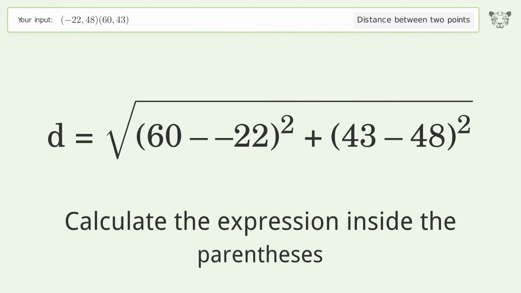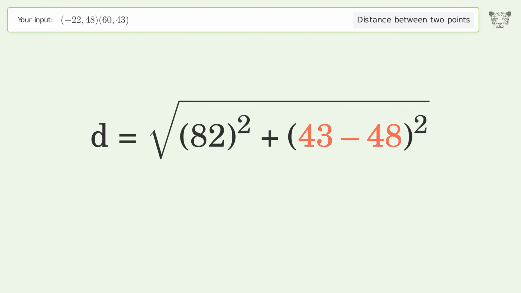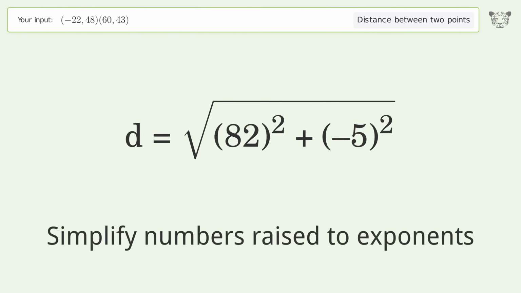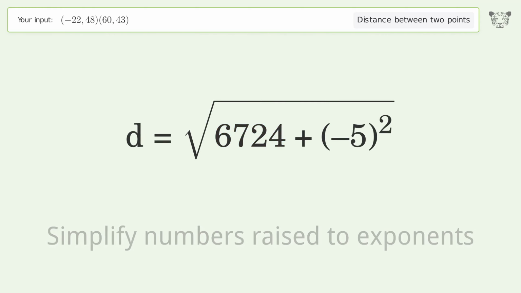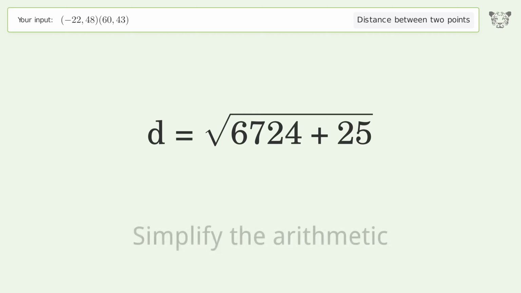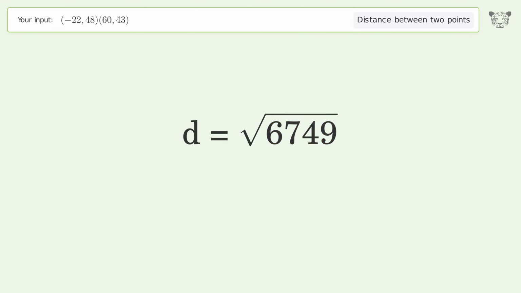Calculate the expression inside the parentheses. Simplify numbers raised to exponents. Simplify the arithmetic. And so the distance between the 2 points is the square root of 6,749, or 82.152.